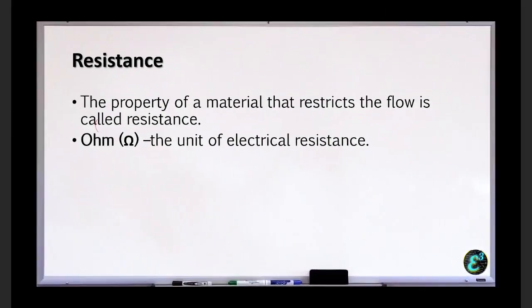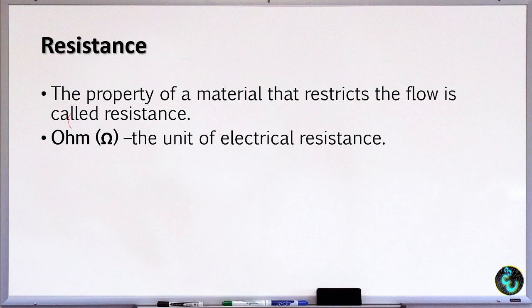Okay? Next, we have resistance. So going back to our analogy, water in a pipe. The voltage is the water pressure. The current is the volume of water that flows through the pipe, and the resistance is the obstruction. That will be the valve, or the stop, or when we close the faucet, so that will be analogous to resistance. All materials have some amount of resistance, and that resistance restricts the flow of current.